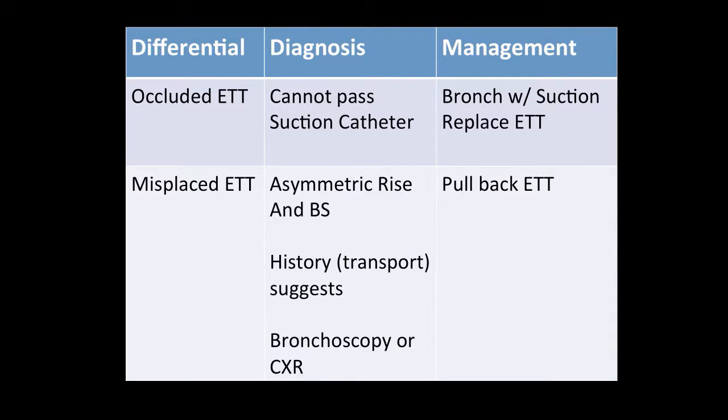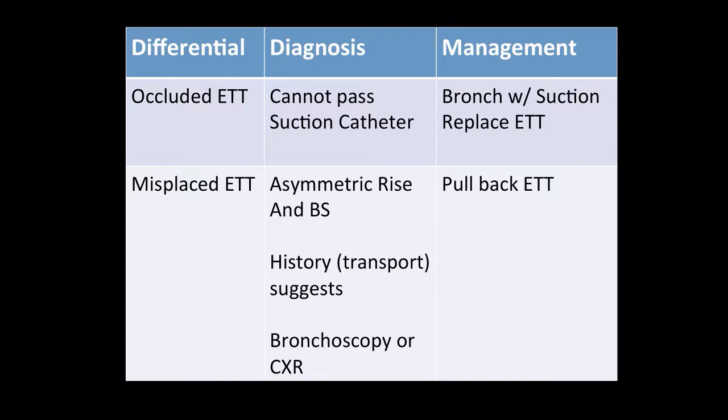An occluded endotracheal tube can be diagnosed when you cannot pass the suction catheter. An appropriate treatment will be bronching the patient with suction. Sometimes you need to instill saline. And sometimes if you can't get the secretions removed, you actually have to replace the endotracheal tube.